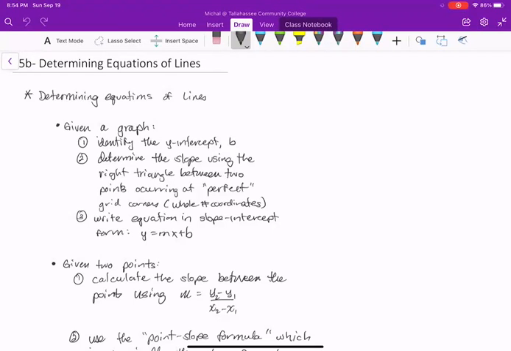Hey guys, welcome to Module 5B, Determining Equations of Lines. Today we're going to, you guessed it, determine the equations of some lines. And there's a couple of different ways that you're going to do this.